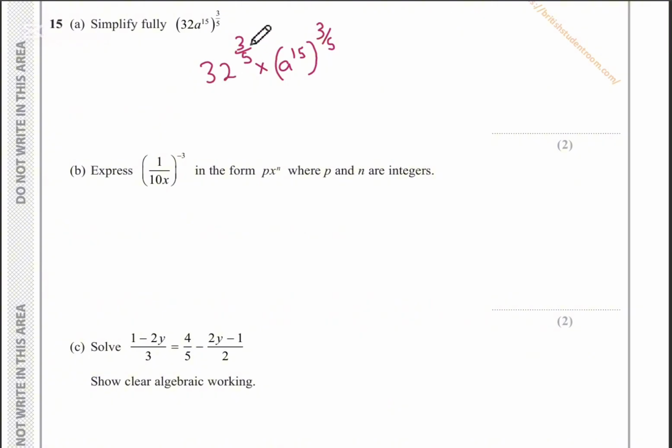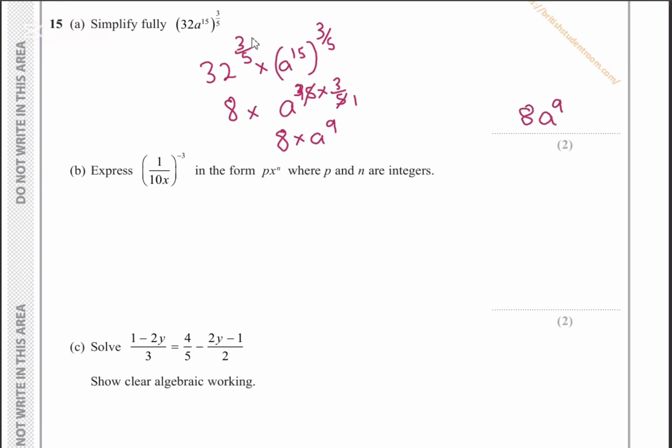Now 32 to the power 3 over 5, you just put it in the calculator, and it gives me an answer of 8. So this answer here is 8, multiplied by a to the power 15, where I multiply this power by this. When multiplying, I can cross cancel: 5 times 1 is 5, and 5 times 3 is 15, so 3 multiplied by 3 gives me 9. So it would be 8 times a to the power 9. Therefore my answer is 8a to the power 9.